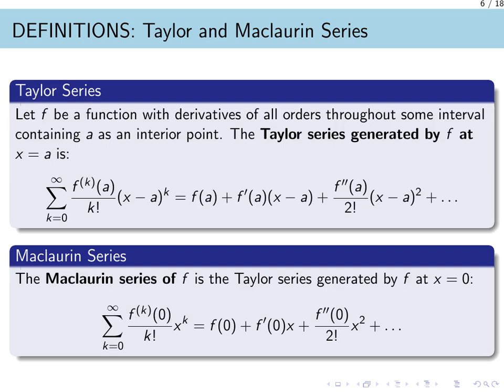A Maclaurin series is a very common and useful special case of a Taylor series, where the center point a is chosen to be 0. For a Maclaurin series, all the derivatives are evaluated at x equals 0, and the terms are powers of x instead of powers of x minus a. In short, the Taylor series is a power series built from a function's derivatives at a chosen center point.